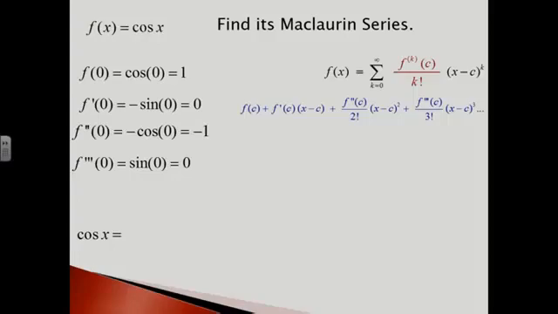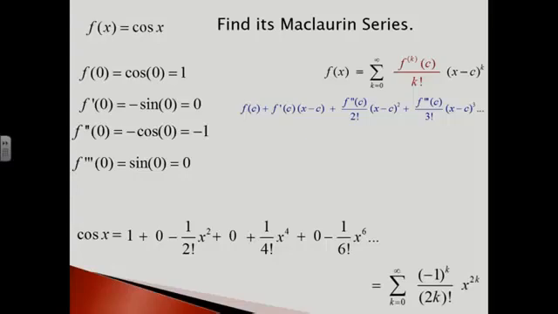So cosine x equals 1 plus 0 minus 1 over 2 factorial x squared plus 0 plus 1 over 4 factorial x to the power of 4 plus 0 minus 1 over 6 factorial x to the power of 6. This series can be written in compact form as sigma k from 0 to infinity of minus 1 to the power of k divided by 2k factorial multiplied by x to the power of 2k.